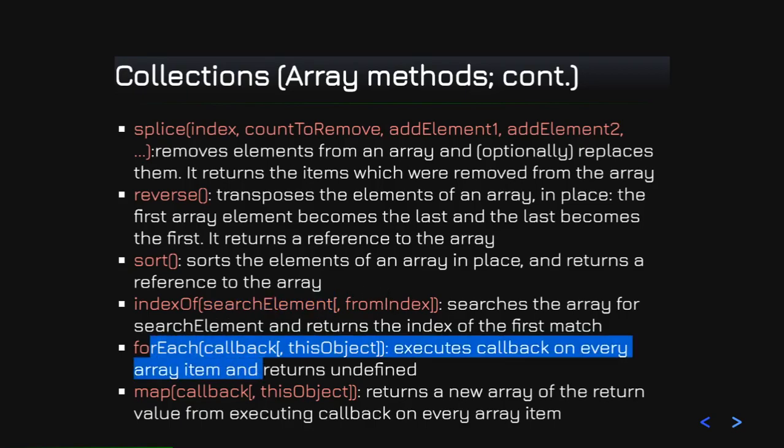Then we have forEach for parsing an array. You've already seen an example with this. It applies this callback function on each element of the array, and then we have the usual map function, which is similar to this one. It applies this callback function on each element of the array. So it maps this function on each element of the array and returns a new array, which is computed by applying that callback function on each element of the current array.